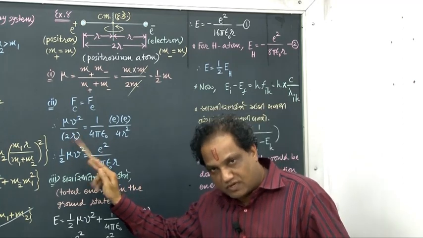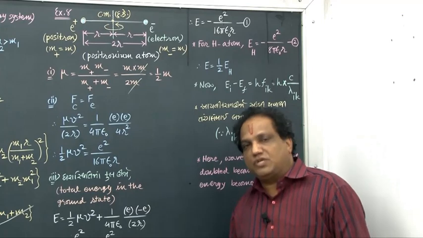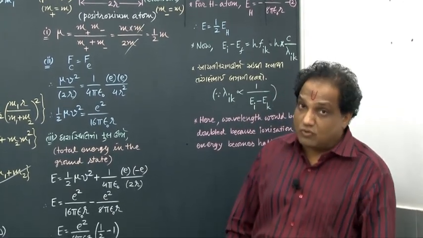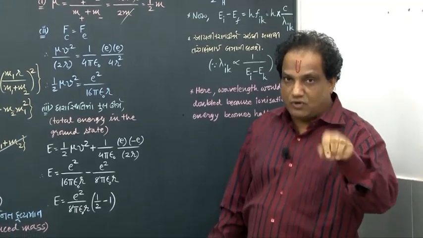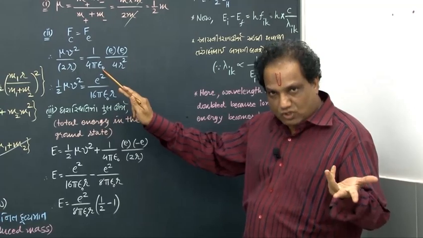Total distance is 2r. And that force is provided in the form of electric force. Electric force obeys Coulomb's law. According to Coulomb's law, what is the Coulombian force? K Q1 Q2 upon R square. Instead of K, I have written 1 upon 4 pi epsilon 0.